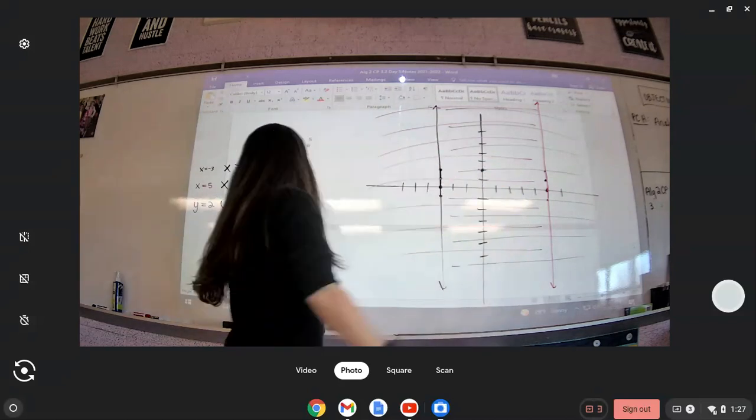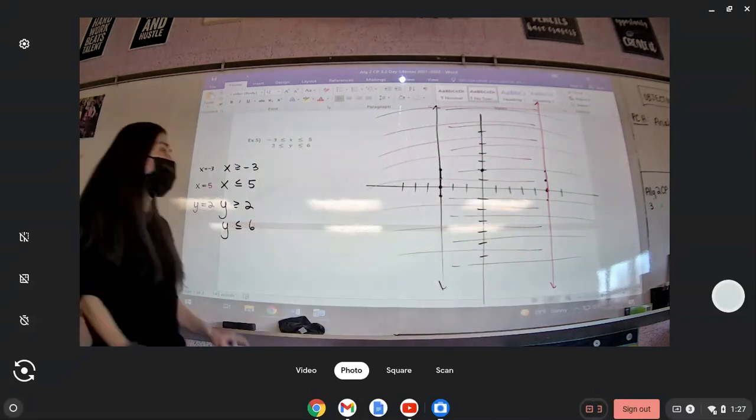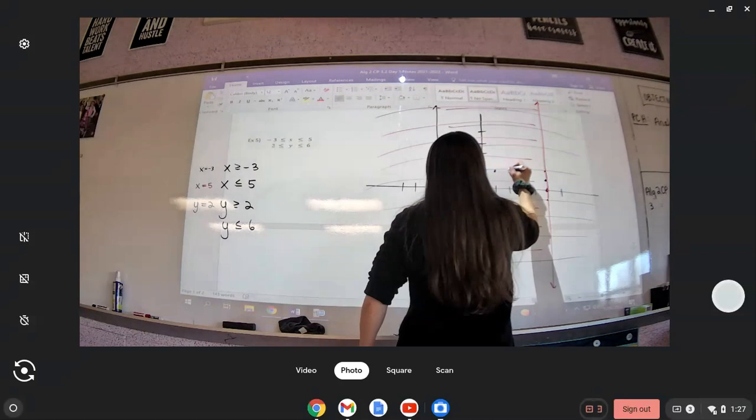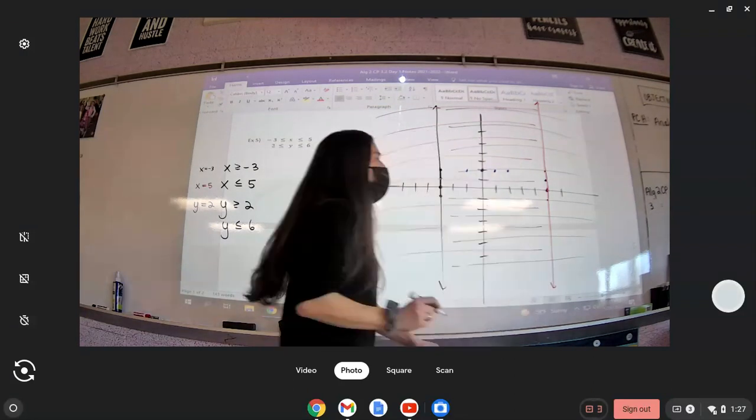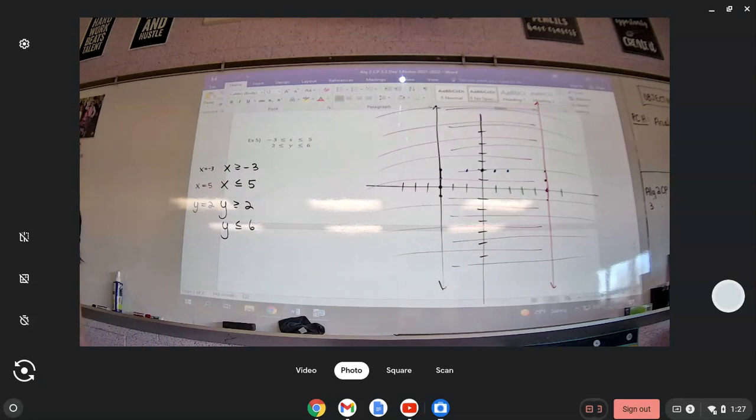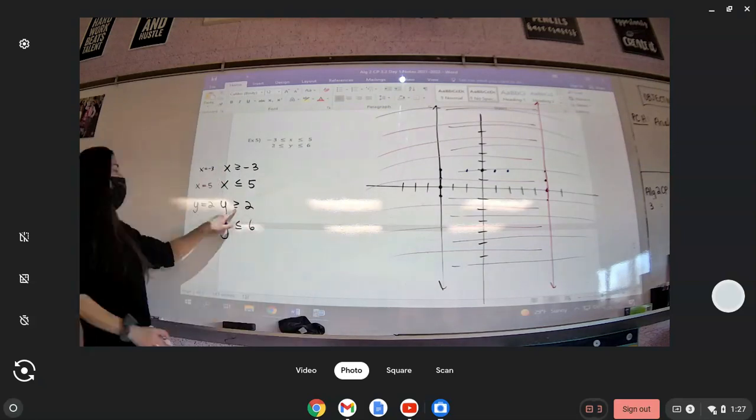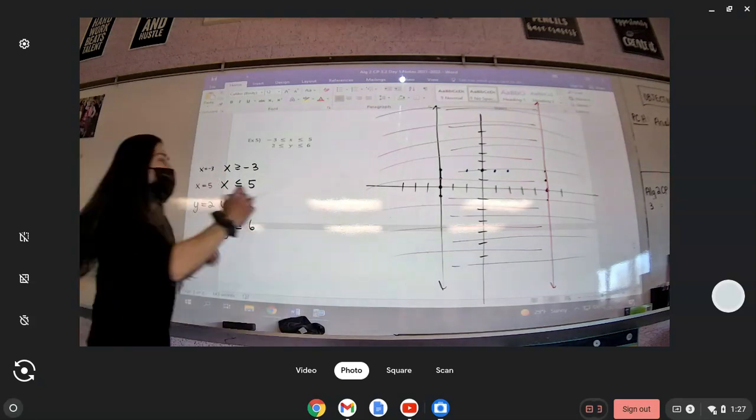Draw another dot that has a y coordinate of 2. We're trying to be y is always 2. What kind of line is being formed when y is always 2? Horizontal. Solid or dashed? Solid.